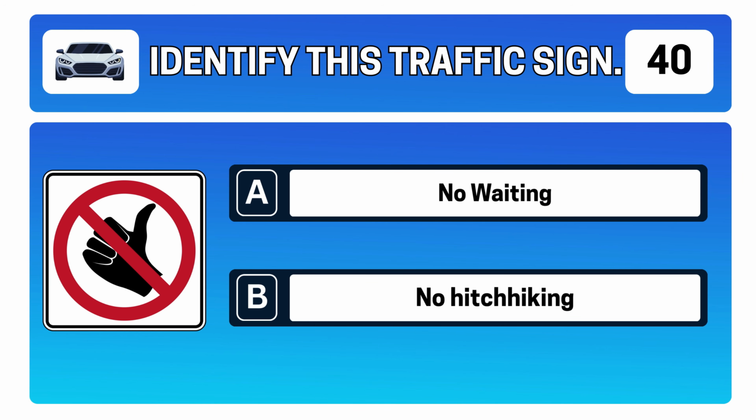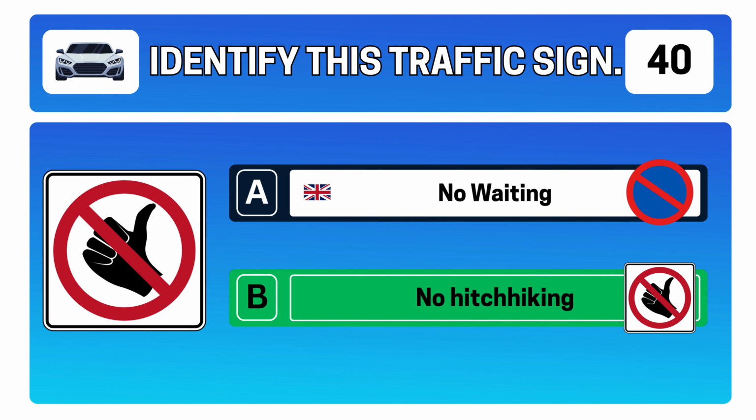Identify this road sign. A. No waiting. B. No hitchhiking. Right. It is the no hitchhiking sign.